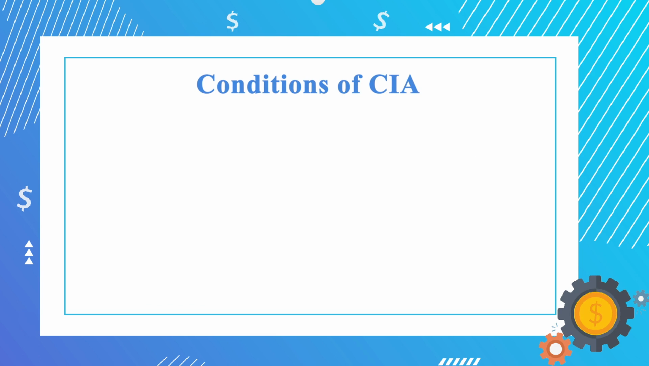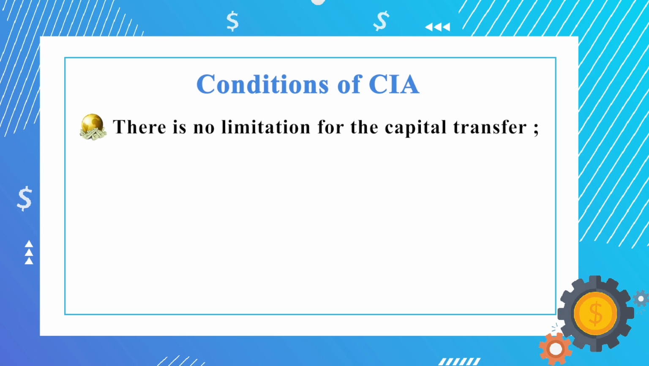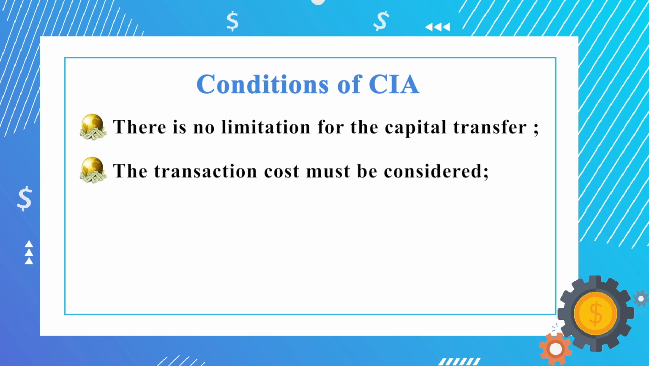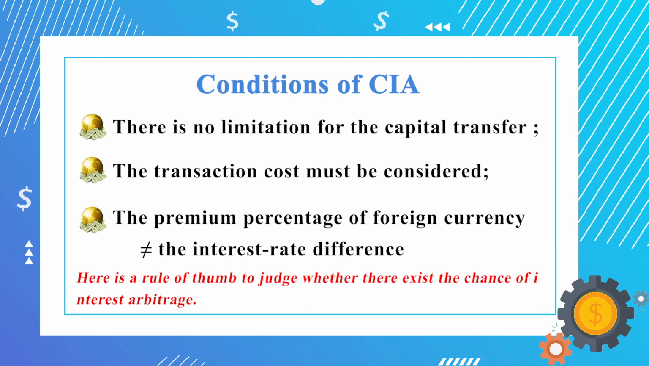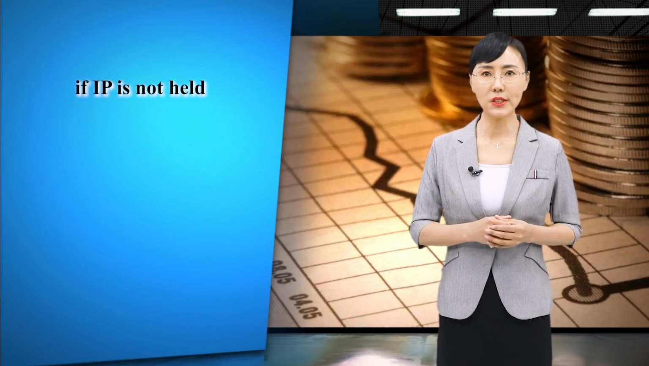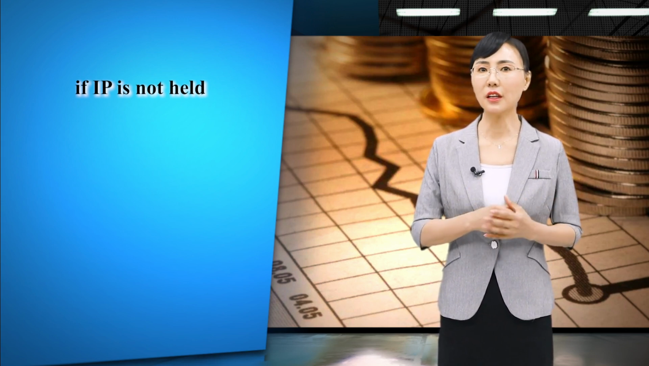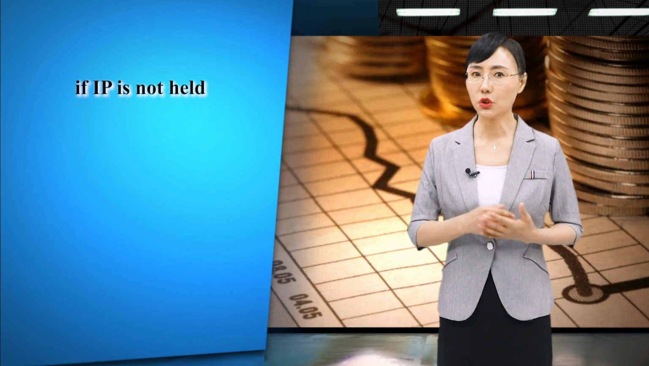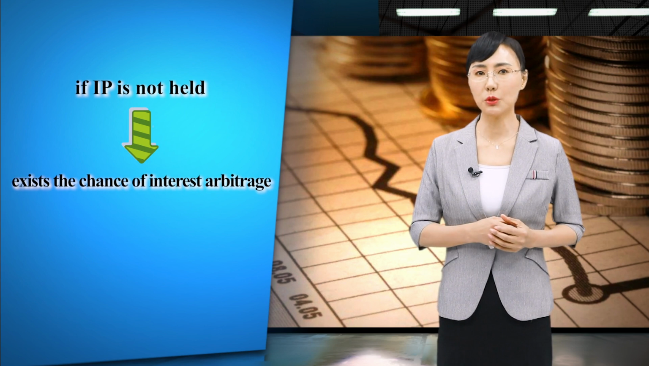Please pay attention to the conditions of covered interest rate arbitrage. There is no limitation on capital transfer. The transaction cost must be considered, and the premium percentage of foreign currency doesn't equal the interest rate difference. Here is the rule of thumb to judge whether there exists a chance of interest arbitrage. When the difference in interest rates is not equal to the forward premium or expected change in the spot rate, that's to say, when the interest rate parity does not hold, then there exists a chance of interest arbitrage.